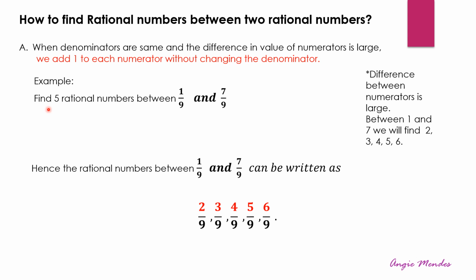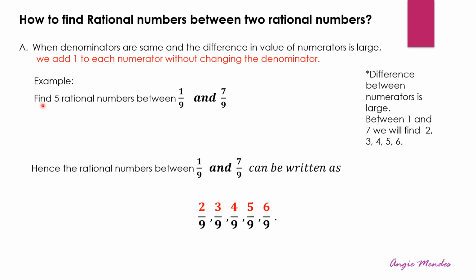If we are to find 5 rational numbers between 1 upon 9 and 7 upon 9. As stated, the denominators are the same. So now we have to look at the numerators. The difference between the numerators 1 and 7 is large. This means between 1 and 7 we will find the following numbers 2, 3, 4, 5, 6.